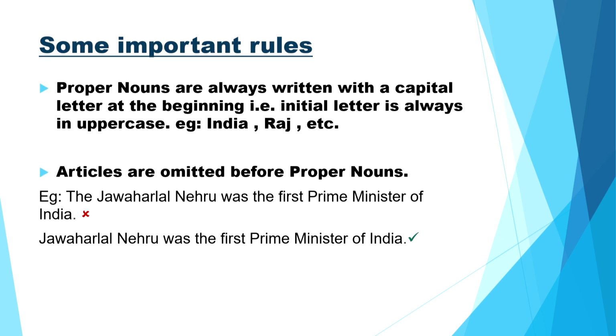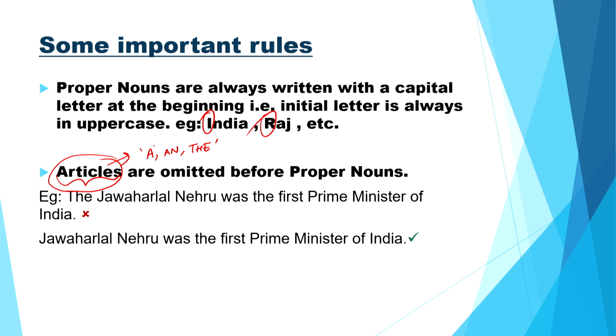Now, some important rules associated with proper nouns and common nouns are: proper nouns are always written with a capital letter at the beginning, that is, the initial letter is always in uppercase. For example, India, Raj. All these are in capital letters. They always start with a capital letter. Now, next rule, articles are omitted before proper nouns. First of all, let us discuss what articles are. The words a, an and the are called articles. We will discuss it in great detail later on, but for now a, an, the, these are your articles.